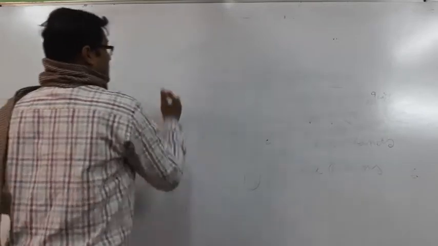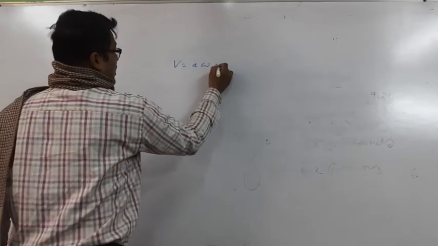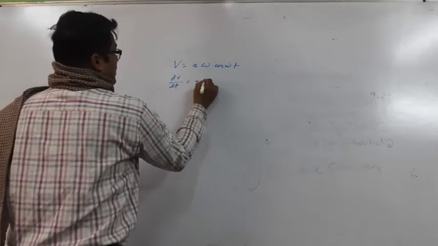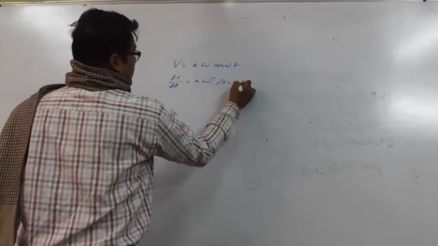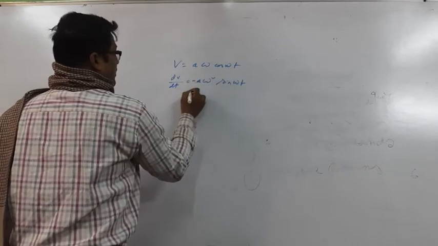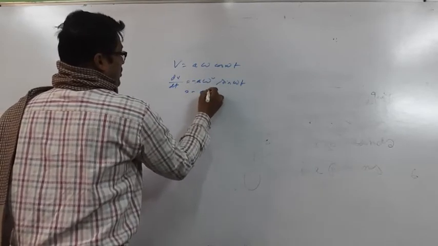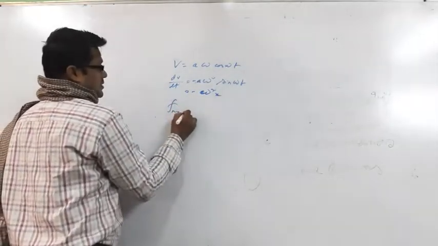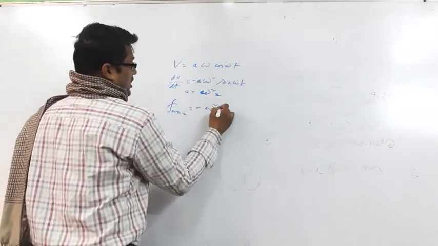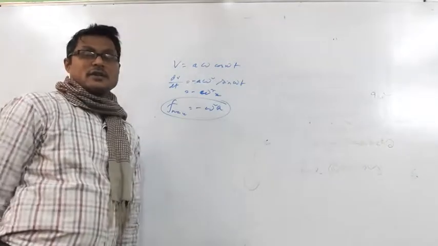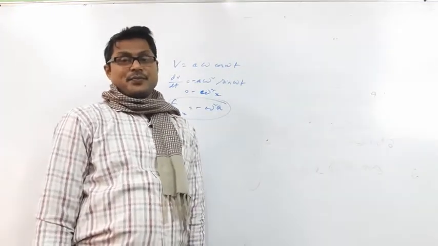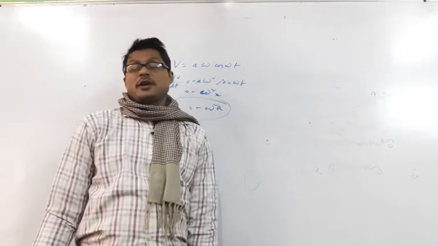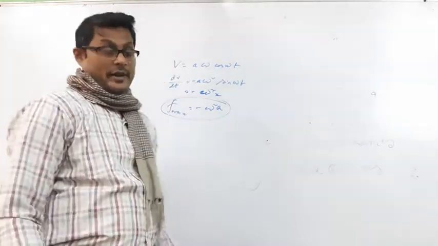We have velocity v equal to a omega cos omega t. Then dv/dt equal to minus a omega square sin omega t, that is minus omega square x. So the maximum acceleration is minus omega square a. So we have derived displacement, velocity, and acceleration already.